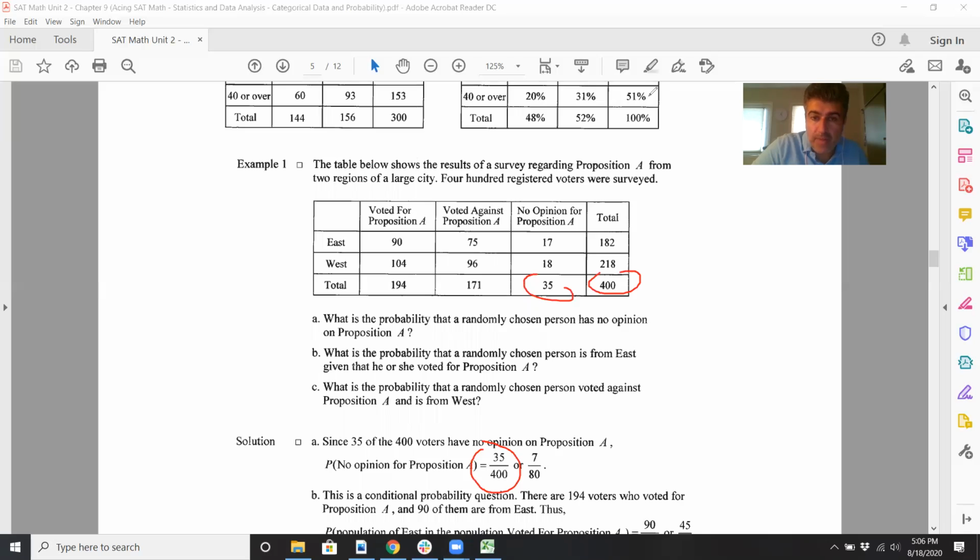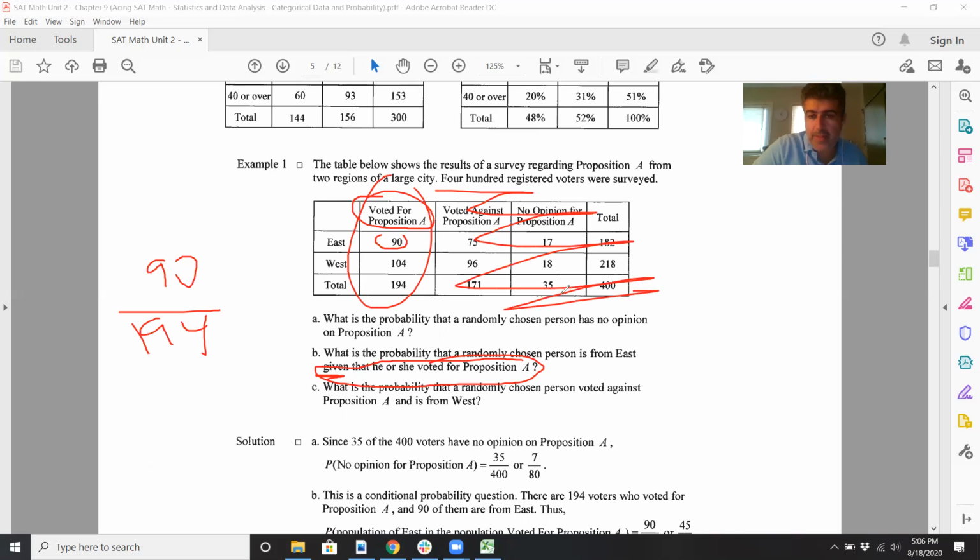Next, we have to read very carefully though. What's the probability that a randomly chosen person is from the East, given that he or she voted for the proposition? We're only looking at people who voted for the proposition. Of those people, it's 194 people. How many were from the East? 90. So it's 90 out of 194. Don't overcomplicate it. What was given? That you're only looking at people who voted for Proposition A, so only focus on these people. We don't care about this. So you just gotta stay very focused and look at the words.